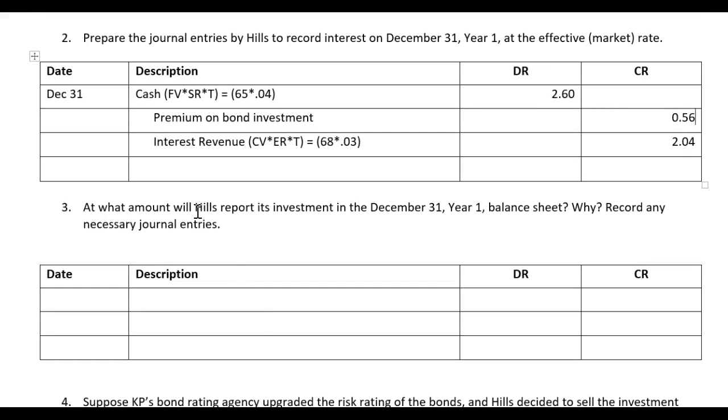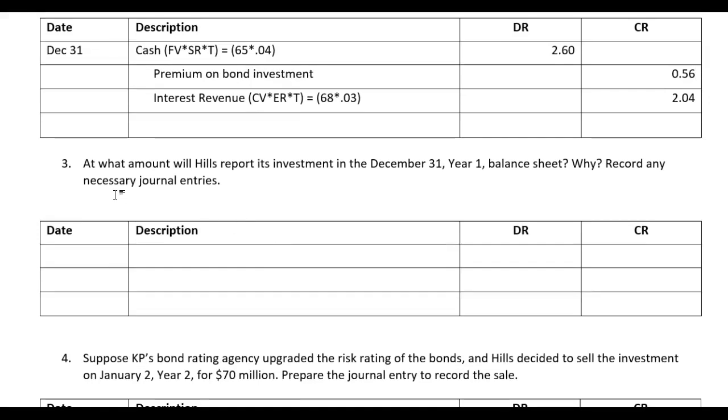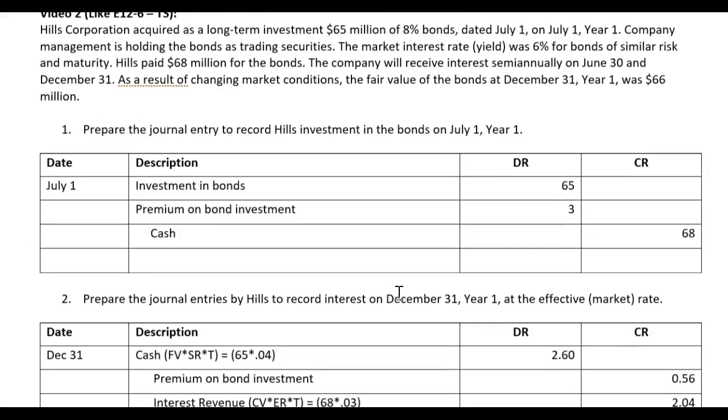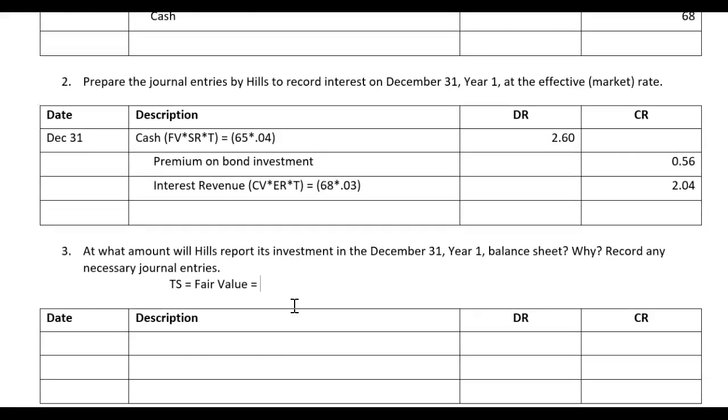Now, at what amount will Hills report its investment in the December 31st year one balance sheet? Now here's where we get a little bit different. We do not worry, well, we worry about amortized costs, but we don't need to carry the bond on our balance sheet at amortized costs. When you have a trading security, you must carry it at fair value. So for this, we need to go and look up fair value for December 31st. So we look at here and it tells us it's 66 million. So we're going to have to report these bonds at 66 million on our actual balance sheet.